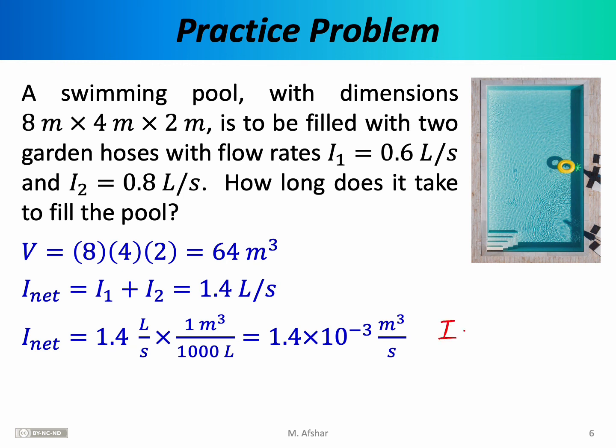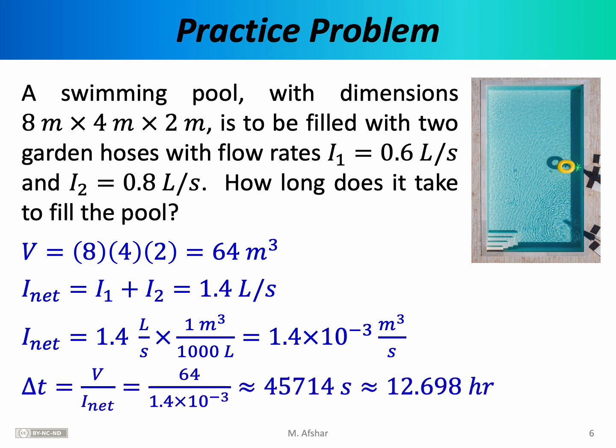Recall that the flow rate is equal to the derivative of volume with respect to time. When the flow rate is constant, we can approximate this as delta V over delta T. By rearranging this equation, we find that delta T is simply equal to delta V over I. Here, delta V refers to the total volume of the swimming pool, which we have already found. Plugging these numbers into our calculator, we find that the time required to fill the swimming pool is 45,714 seconds, which is approximately 12.7 hours.